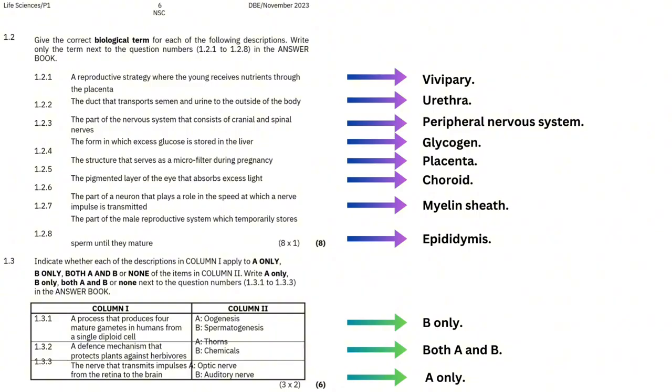1.2.1. A reproductive strategy where the young receives nutrients through the placenta. The answer is vivipary. 1.2.2. The duct that transports semen and urine to the outside of the body. The answer is urethra. 1.2.3. The part of the nervous system that consists of cranial and spinal nerves. Peripheral nervous system.